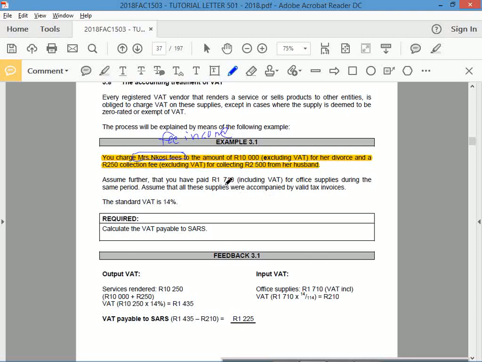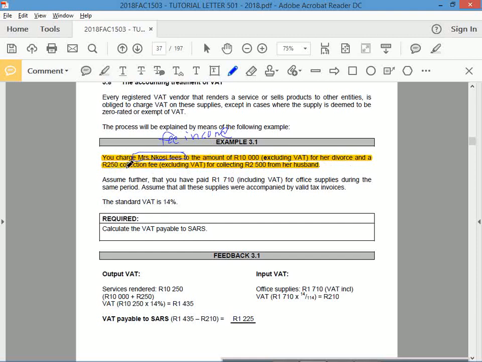The fee was 10,000 excluding VAT. So if it's excluding VAT, how do I add VAT? I just add 14% or add 15%. Excluding is always easier. It's when you have the including that you need to use some mathematics. All right, so let's carry on reading.